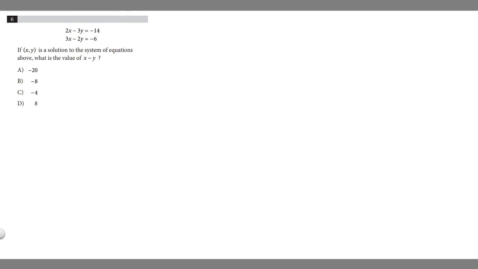I think the easier way to solve these when you have a system of equations is to use the elimination method. So let me show you how to solve it that way. Let's just write our equations. We have 2x minus 3y is equal to minus 14, and then we have 3x minus 2y is equal to minus 6.